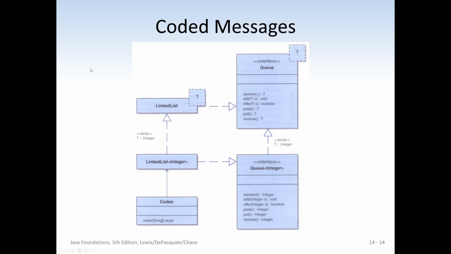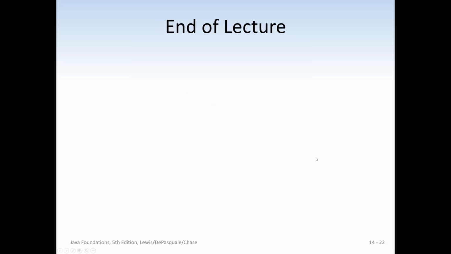All right. So here's our UML diagram for this. We have our linked list, which implements the queue interface and has a generic. We implement this linked list of Integer, and it's used by this Codes class.